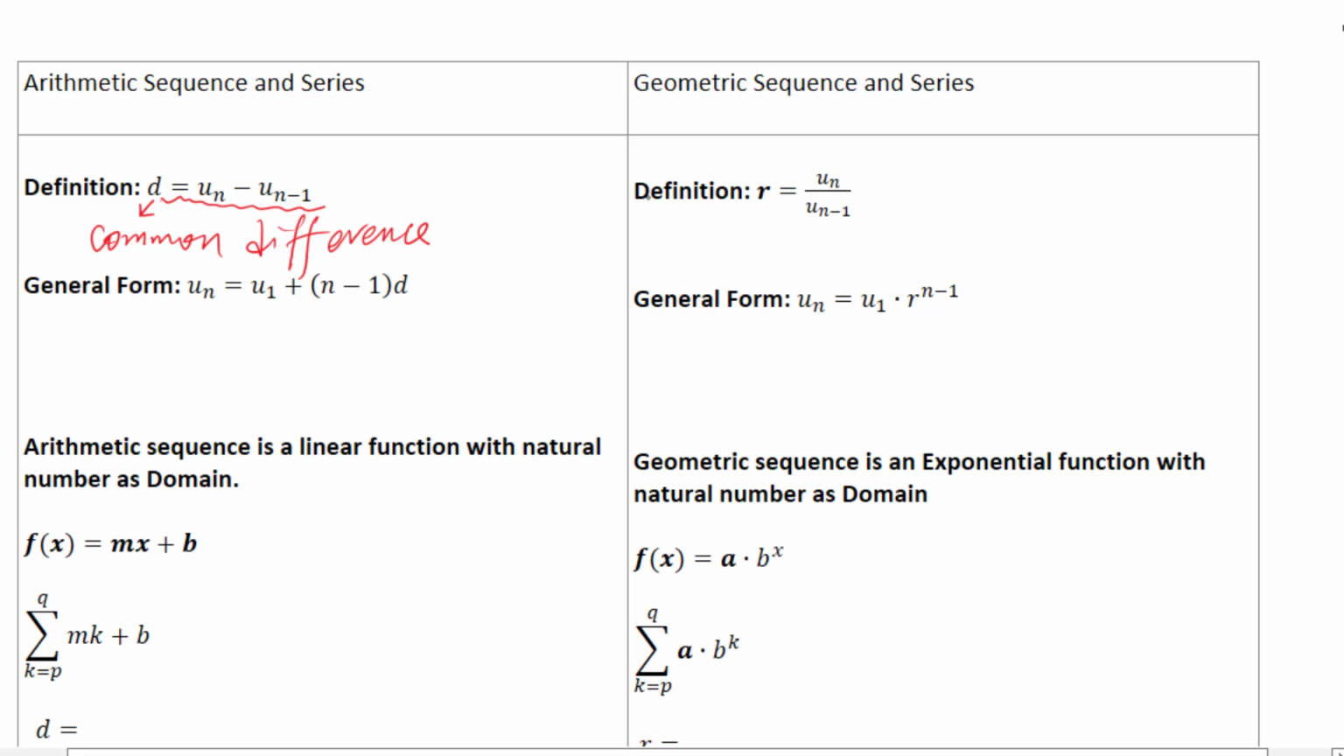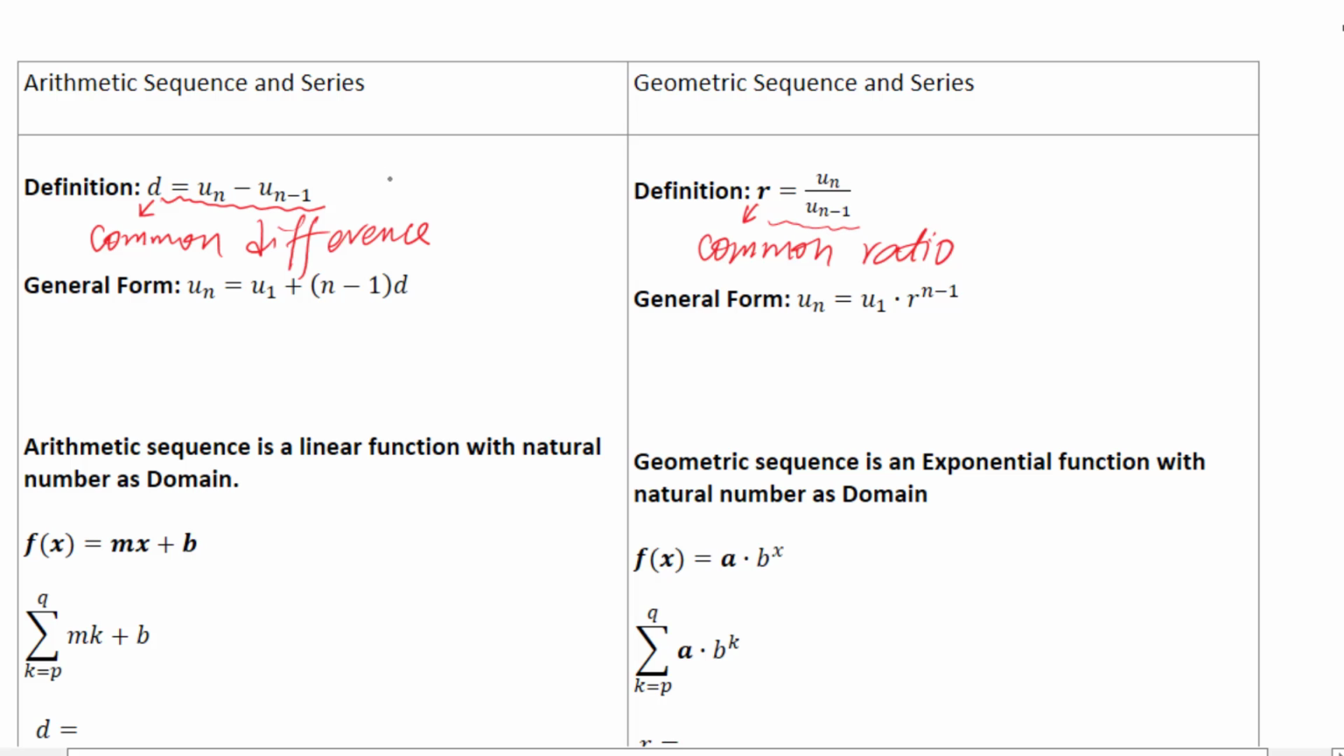For a geometric sequence, the ratio of any term and its previous term in the sequence is a constant. Then the sequence is called a geometric sequence. This is called the common ratio. When you prove whether a sequence is a geometric sequence, you have to use this formula to prove.